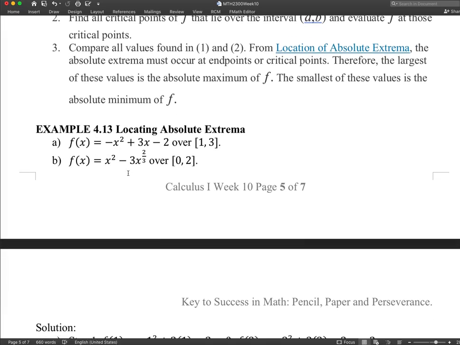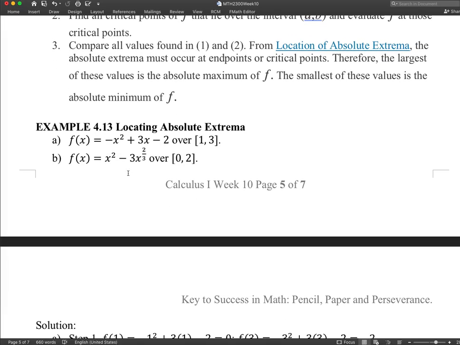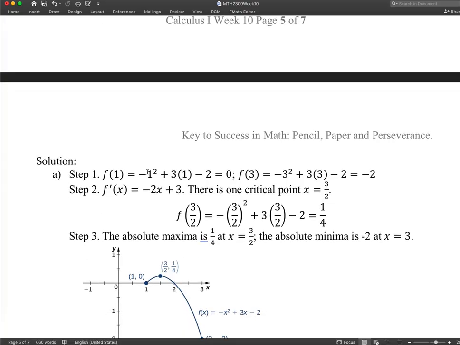How about we work on 2 examples from the textbook. Actually, they form a single example. They are part A and part B there. So part A, we have a quadratic function over an interval from 1 to 3. And what I did here is list out those steps. Step 1, step 2, step 3, hopefully easy to follow. Step 1, I calculated the function values at the endpoints. I got a 0 and a -2.